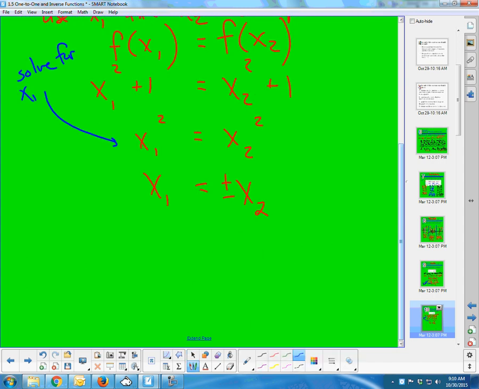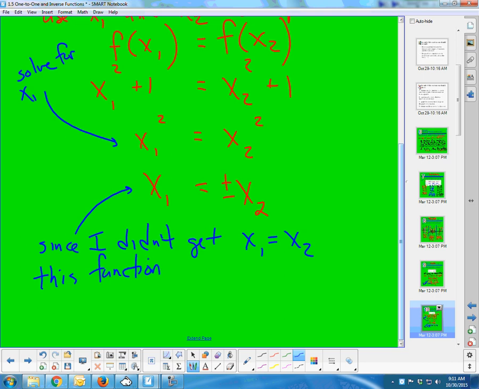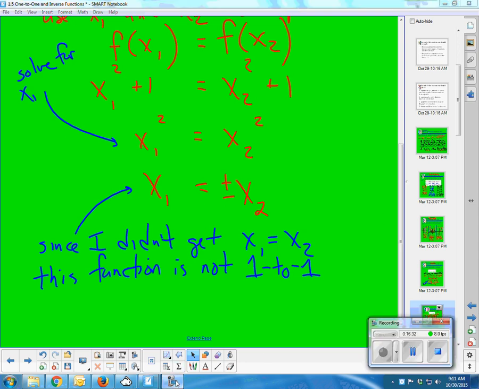And what I'm going to look for here is, since I didn't get x sub 1 equals x sub 2, I got x sub 1 equals plus or minus x sub 2. Since I didn't get x sub 1 equals x sub 2, this function is not 1-to-1. So just a couple of quick examples about the definition of what it means to be 1-to-1 and a few ways of determining whether a function is 1-to-1 or not. I hope this was a good introduction for you.